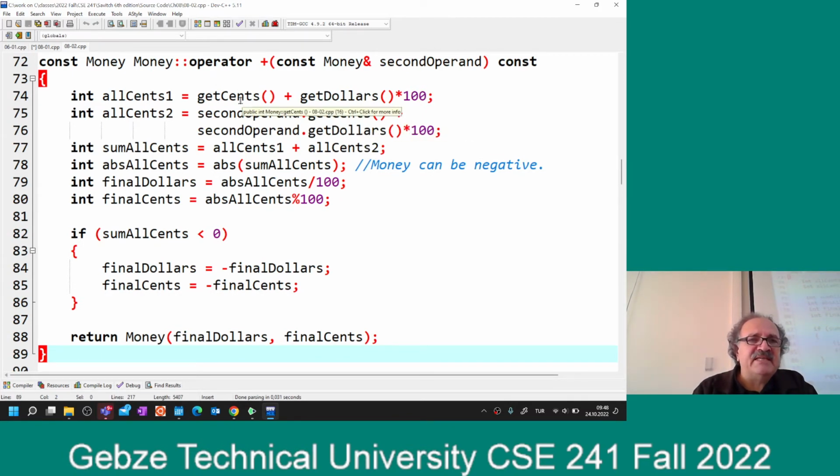So get cents, remember how I call this? A dot operator plus parentheses second operand. Okay. So that's the only difference. It looks like I am taking a single parameter. In fact, I have two things to deal with. One is myself as object. The other one is the operand that I am taking. Okay. So, any questions on this?